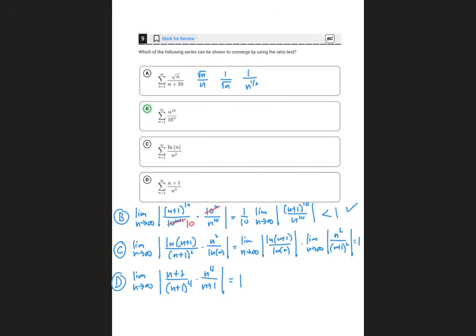So those are inconclusive, so you can't use ratio test for those. Okay, so these you can't use ratio test because they're inconclusive because they equal 1, and then A, you can't use it to show that it converges because it doesn't even converge in the first place.